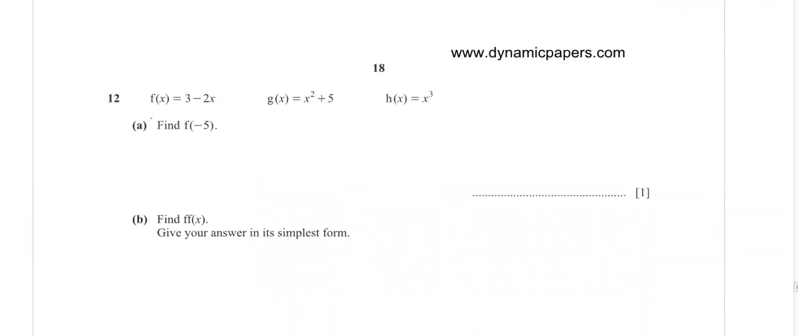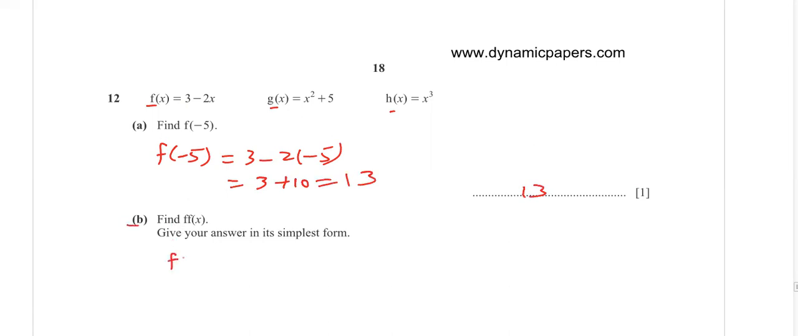Next, question number 12 is a pretty easy question related to functions. The function f of x is given, g of x is given, h of x is given. We have to find f of minus 5. That's very simple. In the f function, write minus 5. So that will be plus 10, which is 30. This answer is 30.